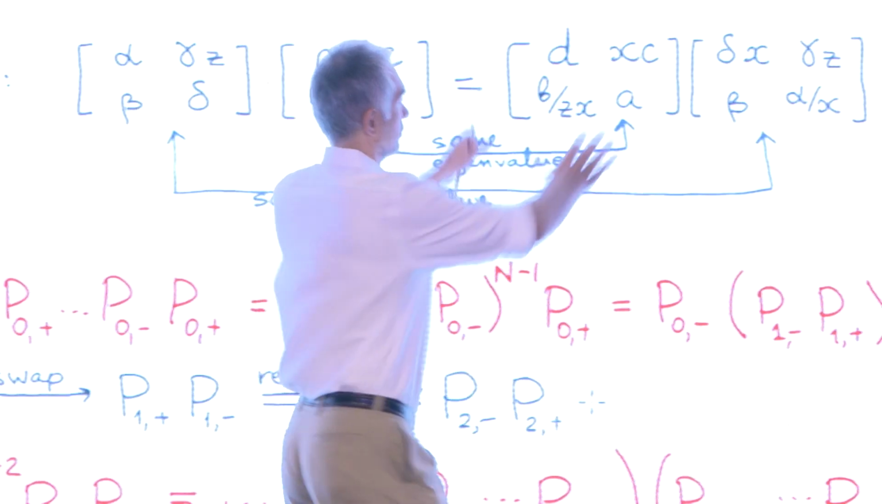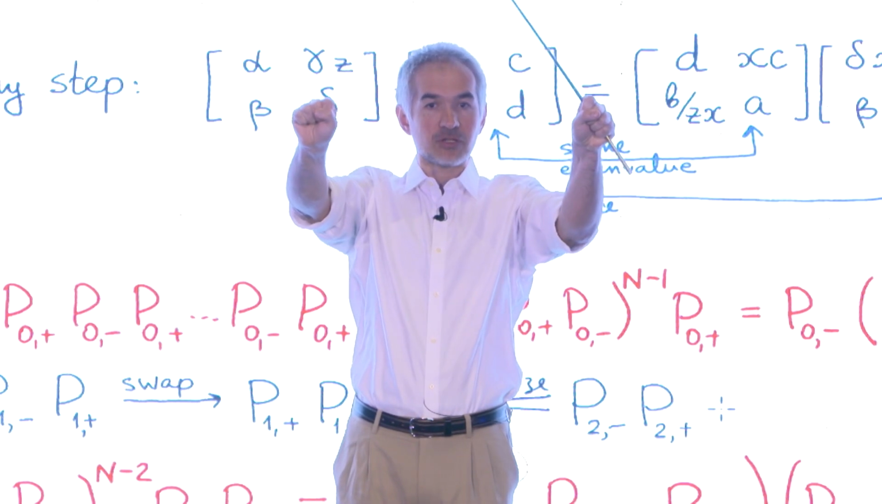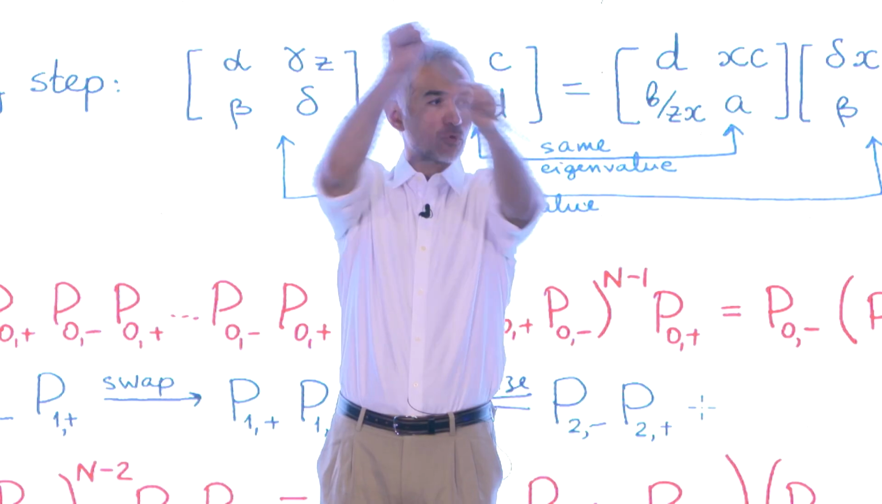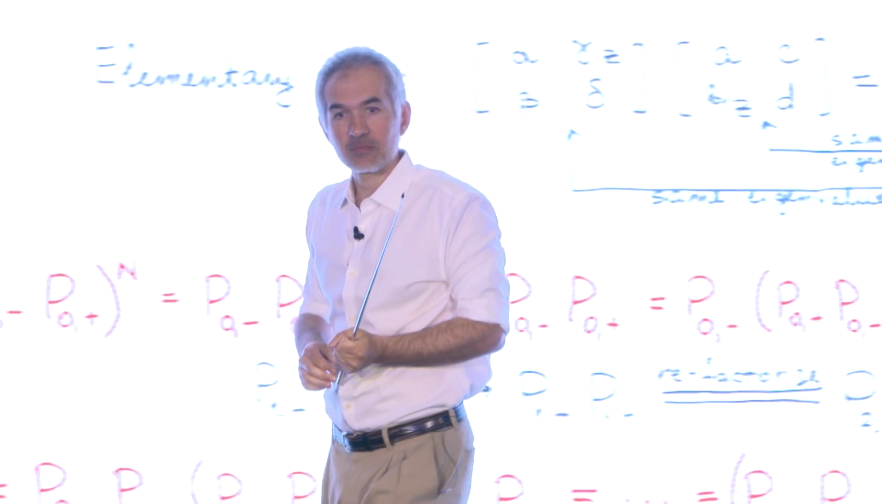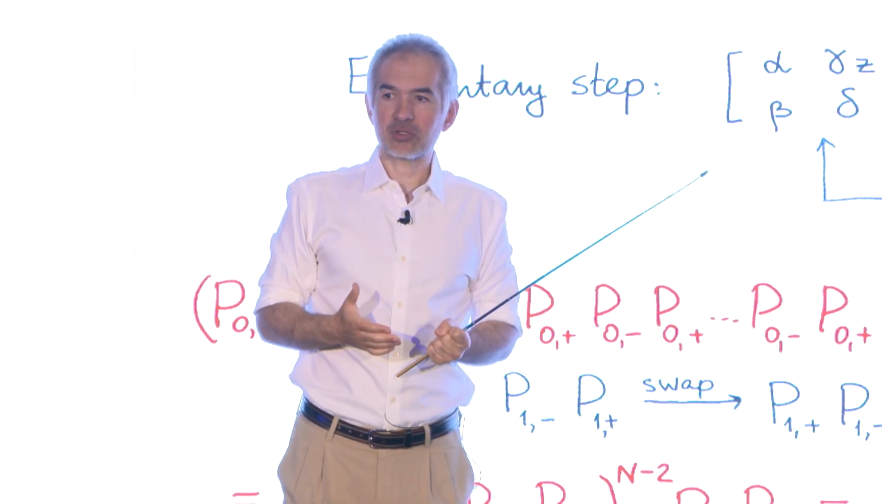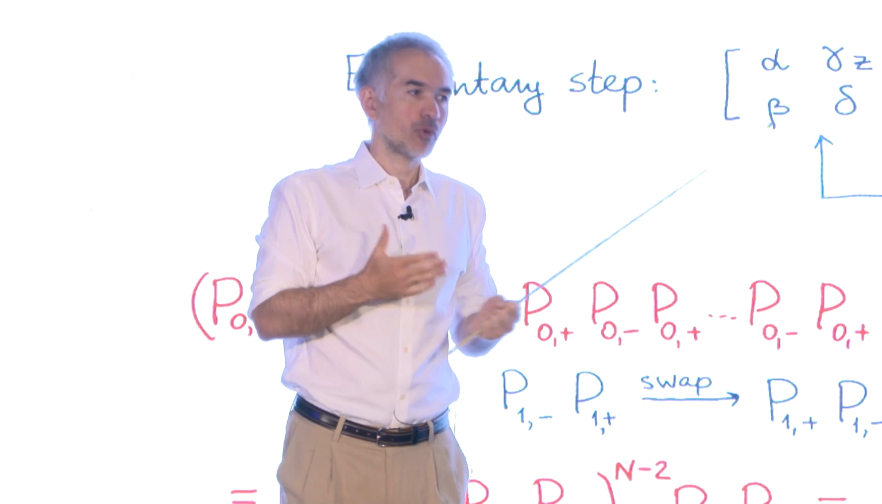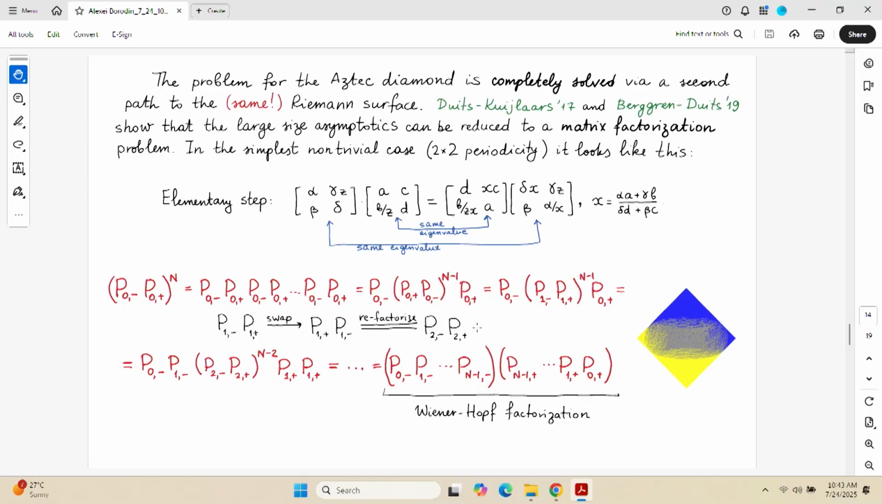All right. So now you take these two matrices, you put them in the opposite order, and you refactor again. Put them in the opposite order, refactor again, and you do it 1,000,000 times. If you are able to control what happens after 1,000,000 iterations, you know what the limit shape of the Aztec diamond is for 2 by 2 periodicity. I'm not telling you why. I'm just telling you what it boils down to, where the difficulty of the problem is.